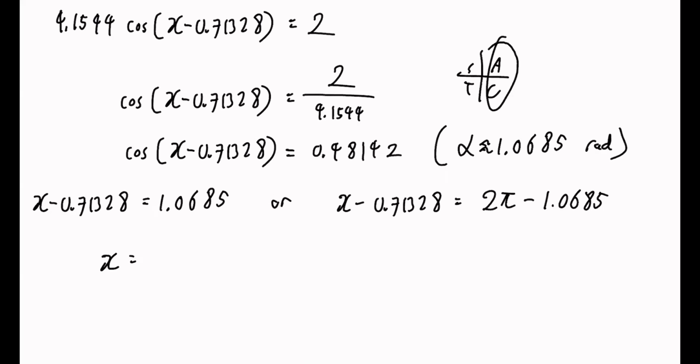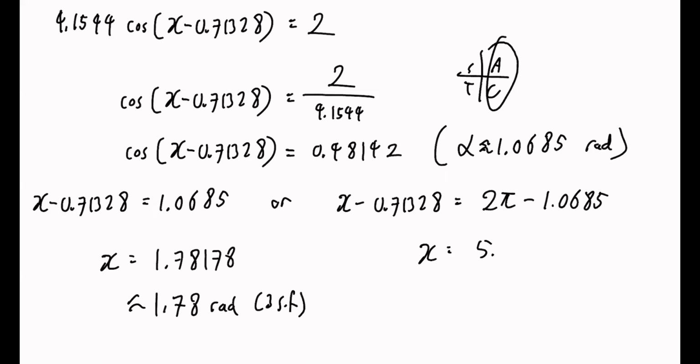I'm just going to type in a calculator. Is that okay? I skip past that. Then I end up with 1.78178. Round off to 3SF, 1.78 radians. Next one will be 2 pi minus 1.0685, then you add on 0.71328, and you end up with x to be 5.9279 radians, approximately 5.93.